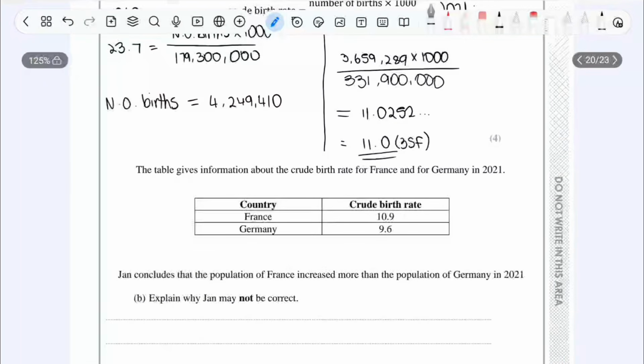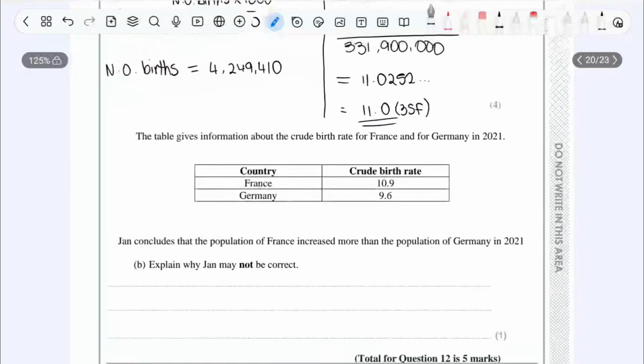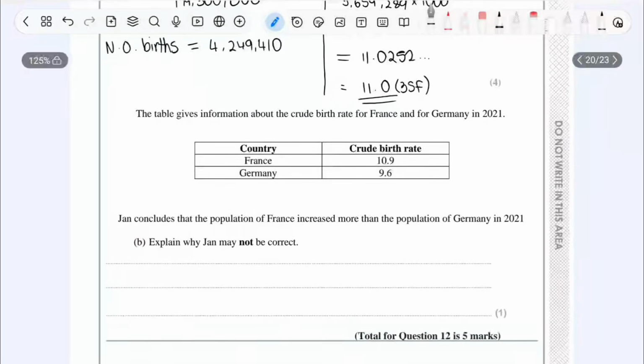The table gives information about the crude birth rate for France and for Germany in 2021. As you can see, France had a crude birth rate of 10.9 compared to Germany's 9.6. Jan concludes that the population of France increased more than the population of Germany in 2021. Explain why Jan may not be correct.